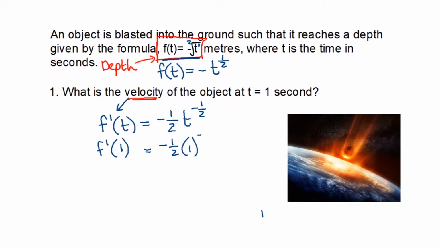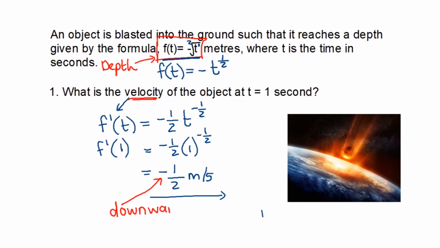But I want to know what will the velocity be after 1 second. So I have to replace the t with a 1. And if I replace it with a 1, I'm going to get negative a half meters per second. Do you see this answer of the velocity came out negative? Why negative? Because this object is blown downwards into the earth.